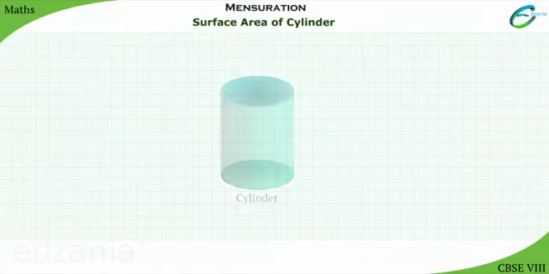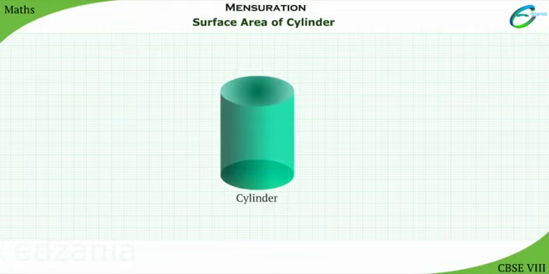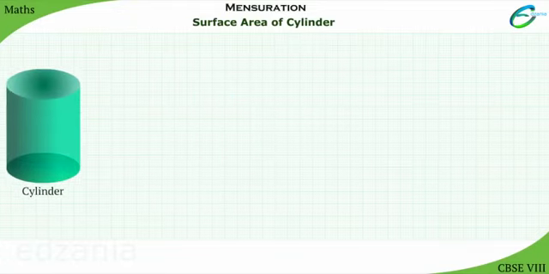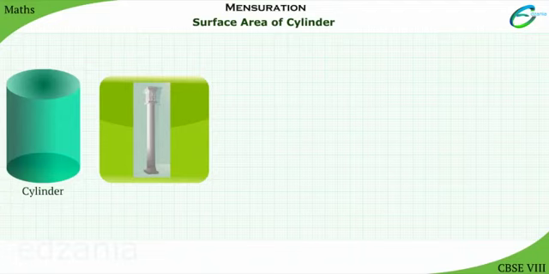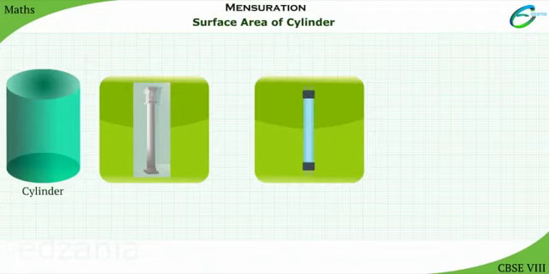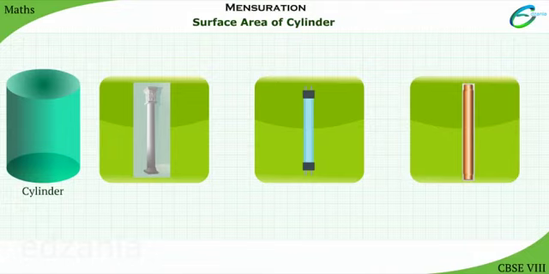Surface area of cylinder. In our daily life, we see many objects like round pillars in buildings. We've seen tube lights in our house. We've seen water pipes in our house. These are all in cylindrical shape. As we've learned in the previous class, we call this a cylinder. Now let us learn how to find the surface area of the cylinder.